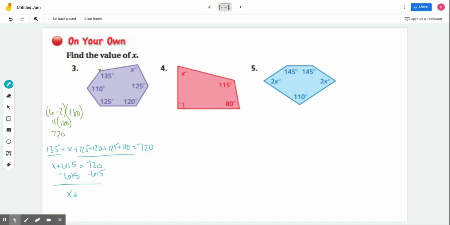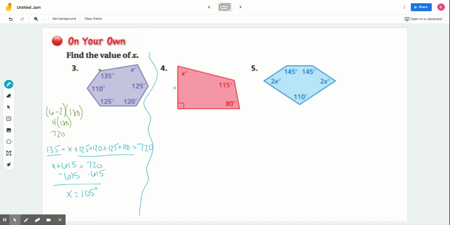We know that x is now equal to 105 degrees. By looking at this angle, we could say that that answer is reasonable. We can tell that this angle is slightly greater than 90, or it is an obtuse angle, so our answer would make sense.